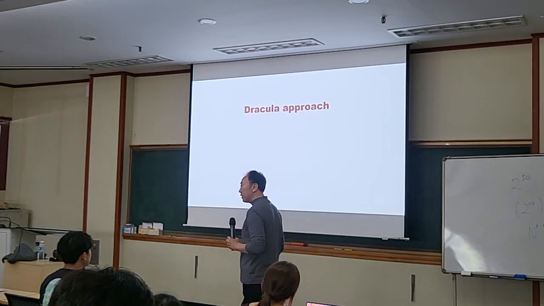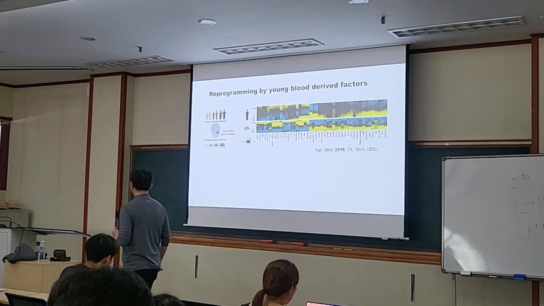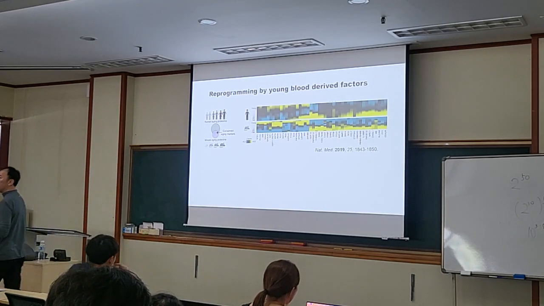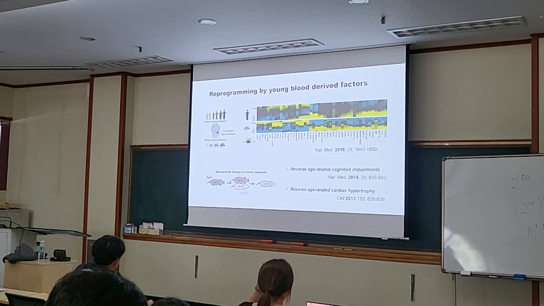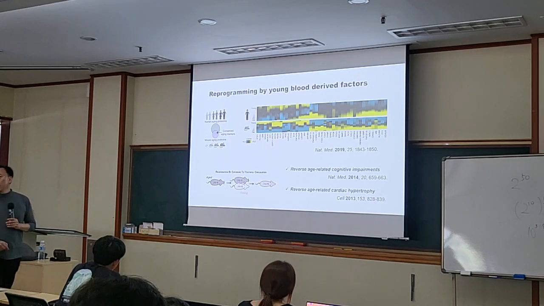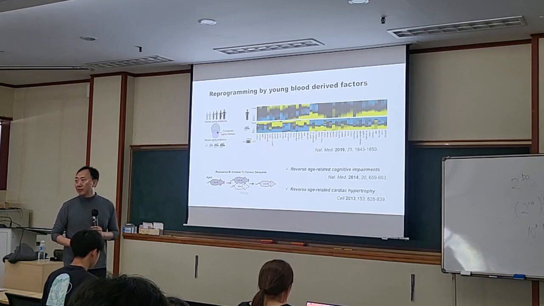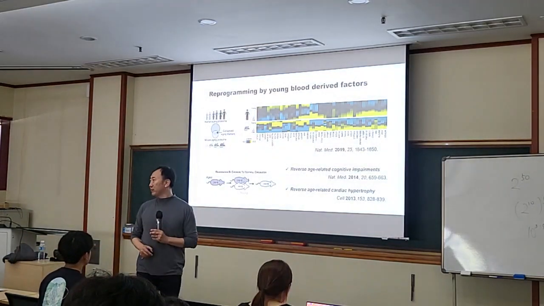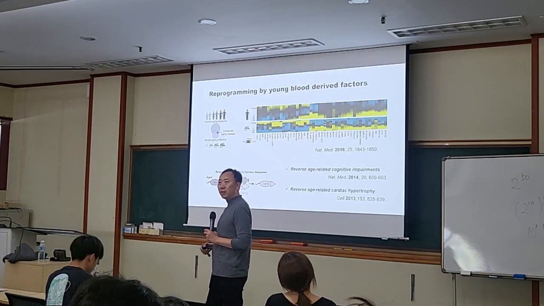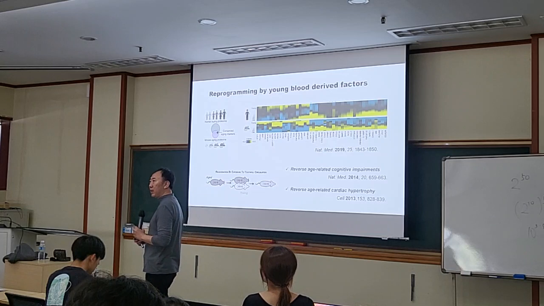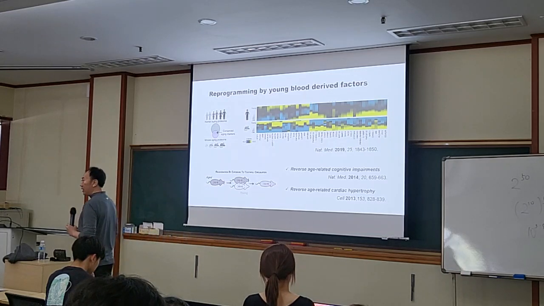taking young person's blood. Seems like young and old, they have different patterns of gene expression. This is a young gene maybe, this is an old gene. Now, there was some experiment that young mouse and older mouse, if they exchange the blood, older mouse becomes younger, young mouse becomes older. There's some factors there. And if Dracula takes the young person's blood, maybe he or she can get younger.